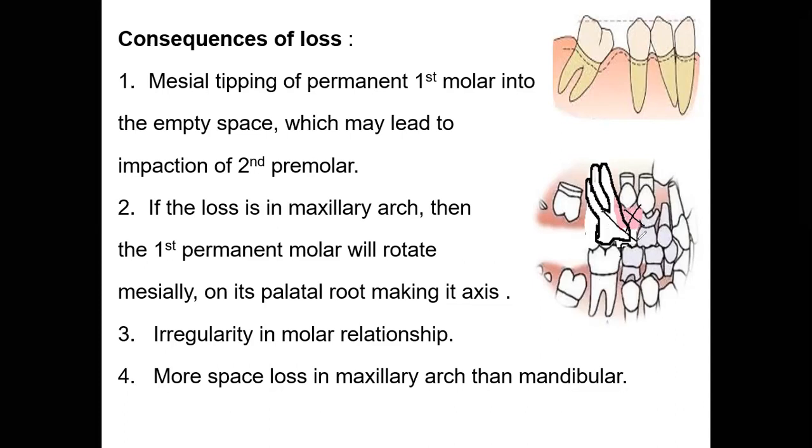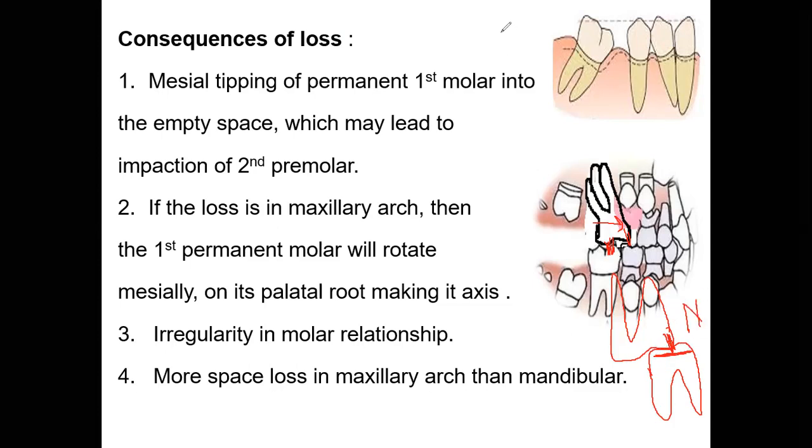Can you see here? This molar, if we focus over here, normally the mesiobuccal cusp of the upper first permanent molar lies in the central groove. Normally this cusp of the first permanent molar comes over here. But here, due to the mesial tipping of this tooth, the cusp has gone forward. Normally, this is the first permanent mandibular molar and first permanent maxillary molar. Normally, the mesiobuccal cusp of the upper first permanent molar lies in the central groove of the lower first molar. This is normal class 1 relationship.